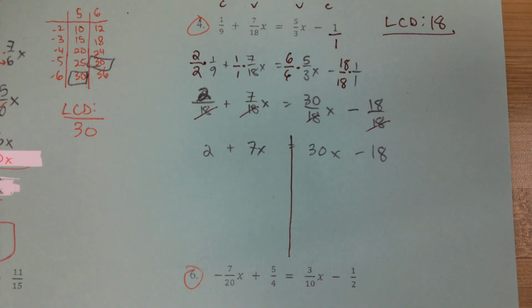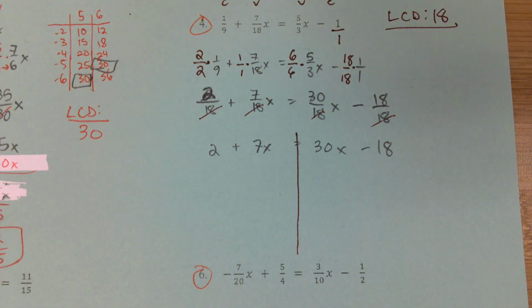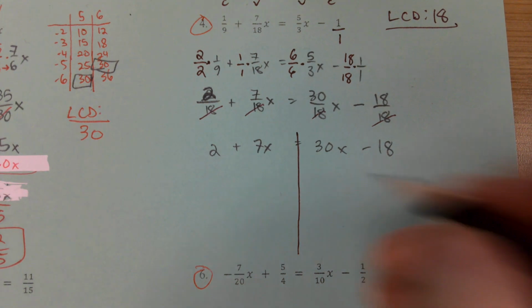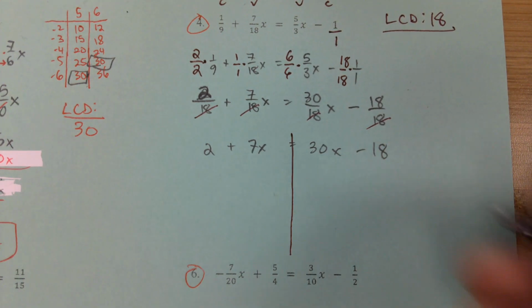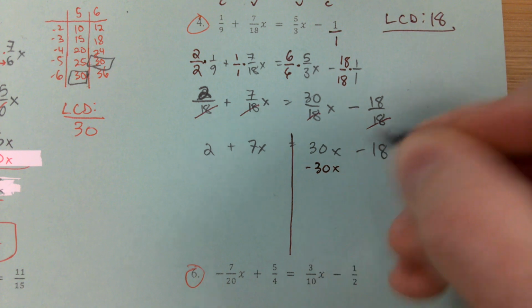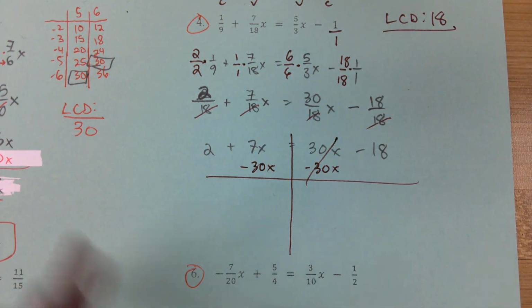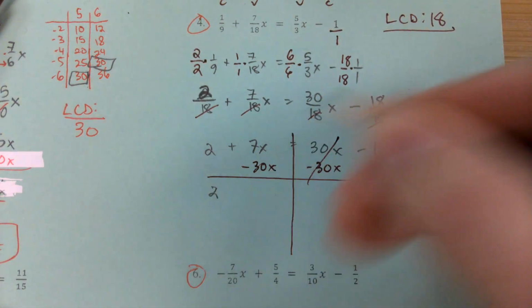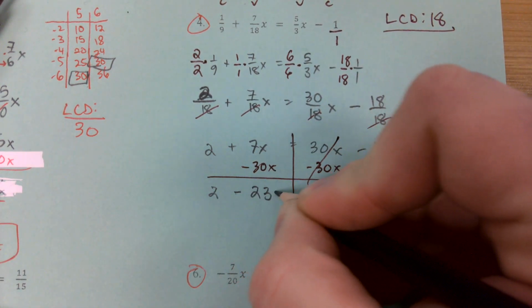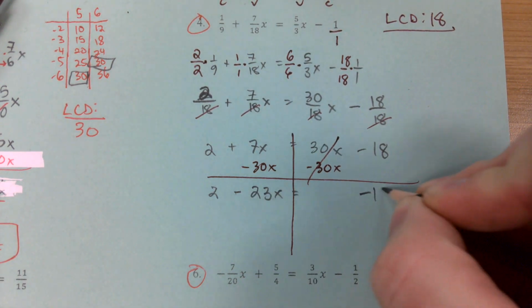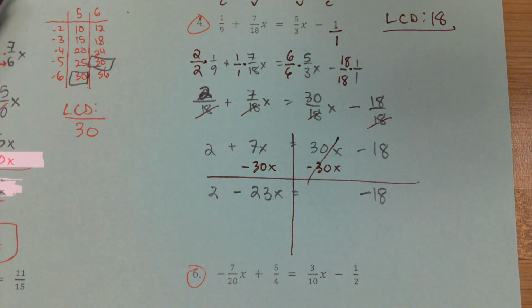What are we going to do now? What's our next step going to be here? Theo, you want to help us out? Subtract 30x to both sides. Sure, let's do that. Let's subtract 30x from both sides. That'll cancel them out on the right. Give us 2 minus 23x on the left and negative 18 on the right.